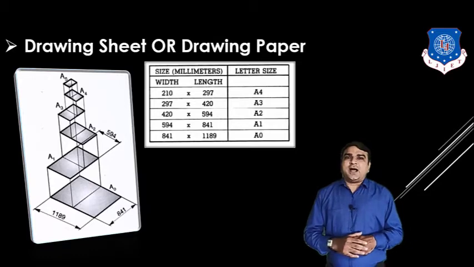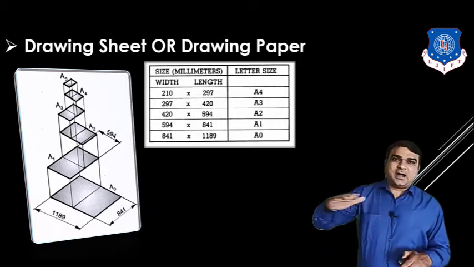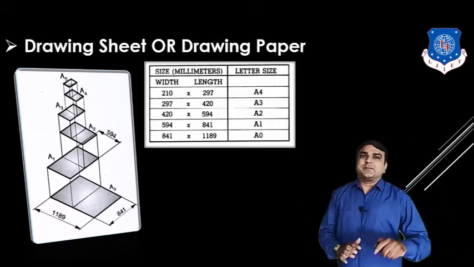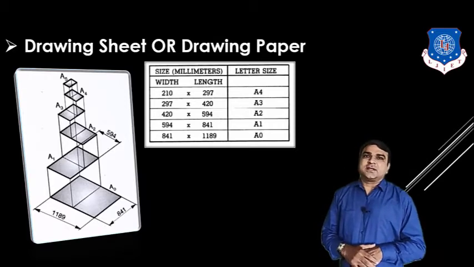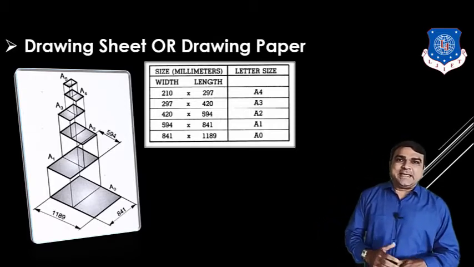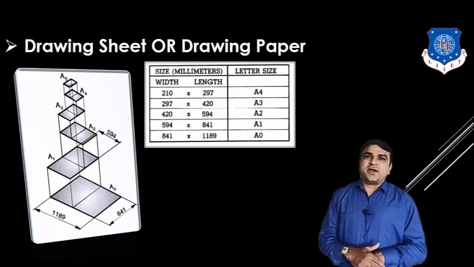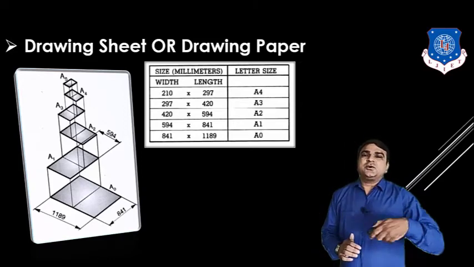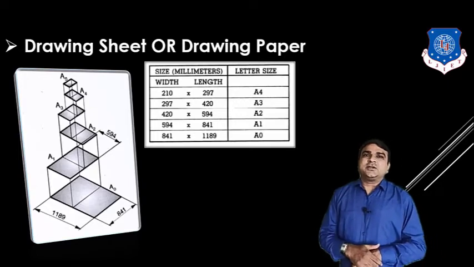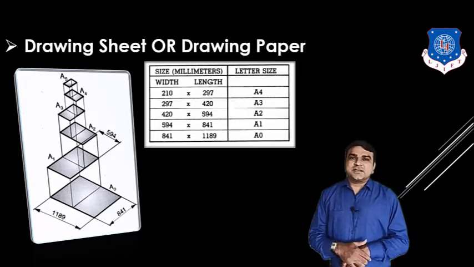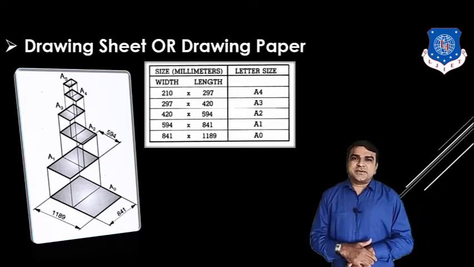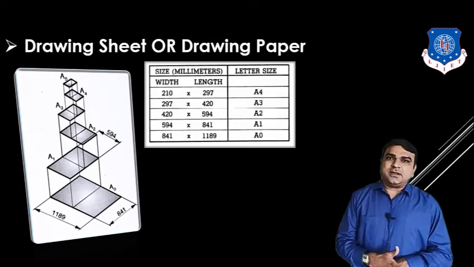When we halve the A0 size, the paper becomes A1, and the surface area of A1 size paper is always 0.5 square meters. So when you keep halving, you will get the different designations or standard sizes of paper.